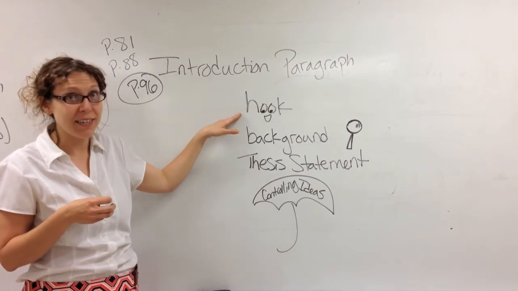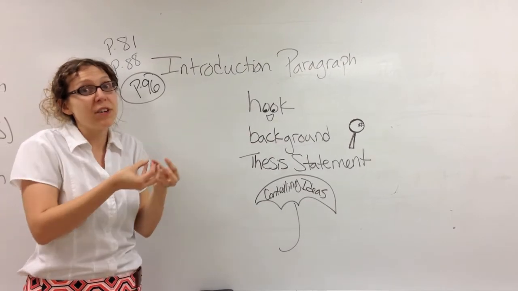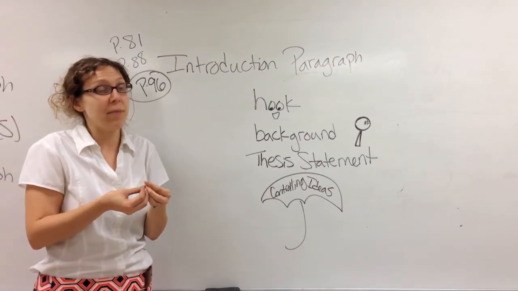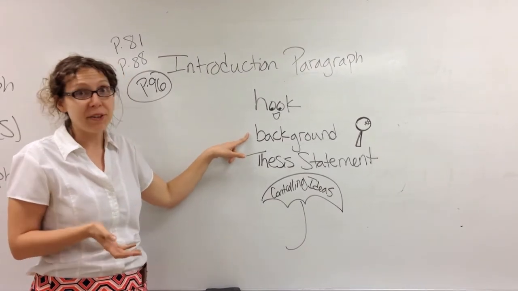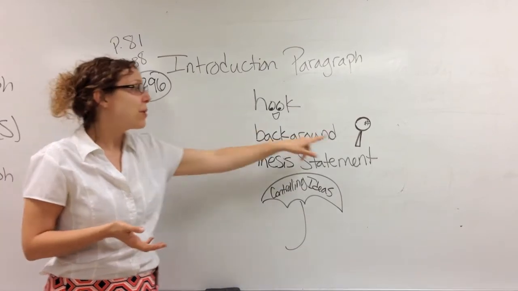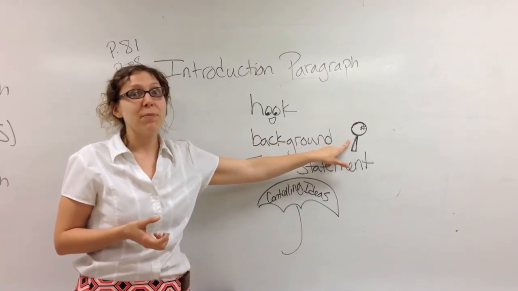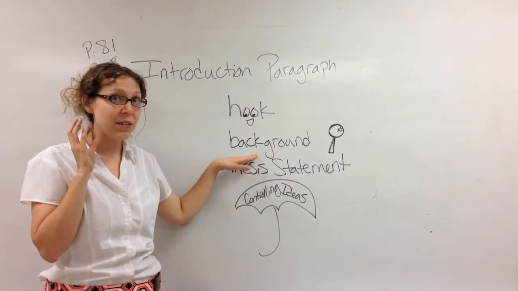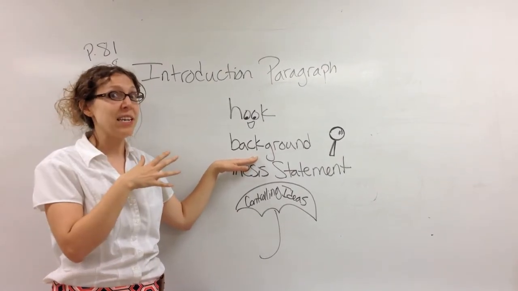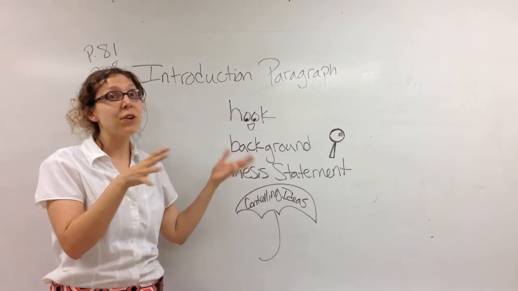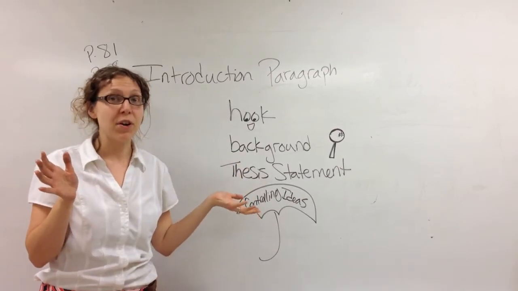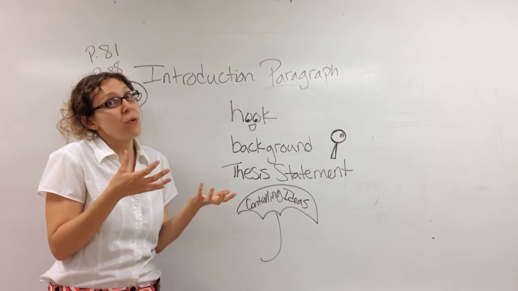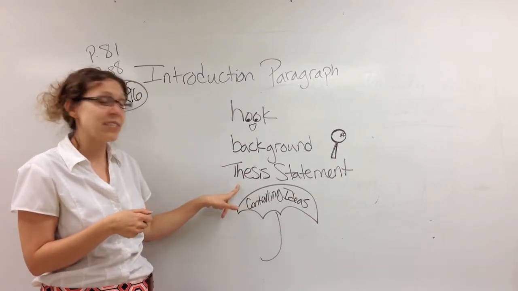After your hook sentence, you want to bring the reader into understanding your thesis statement. So you provide background information that they might need. I put a little magnifying glass here because when you write the background information, you have to think like a detective. What would a person need to know who never heard about this topic before? Or what would they need to know in order to understand my thesis statement?